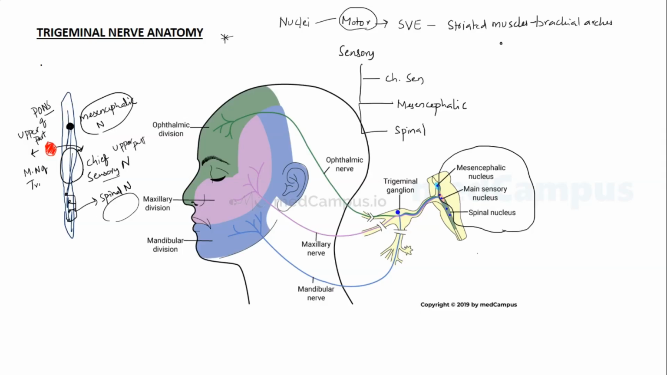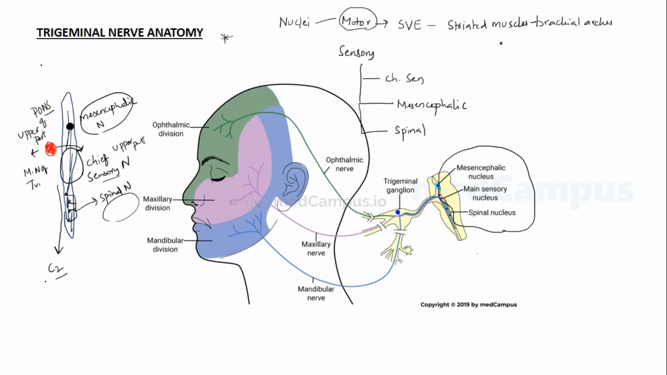It extends caudally from the chief sensory nucleus. It is going down, starting from the pons, and it reaches up to the C2 segment. That's the reason we call it spinal. Even the second cervical spinal segment also contains the spinal tract of the trigeminal nerve. Let me make a point here.